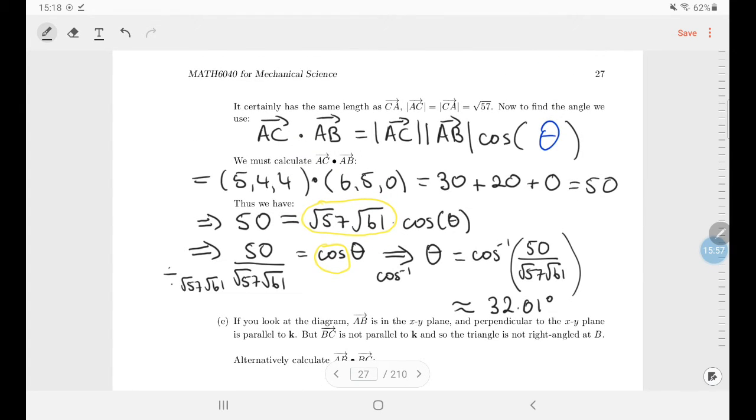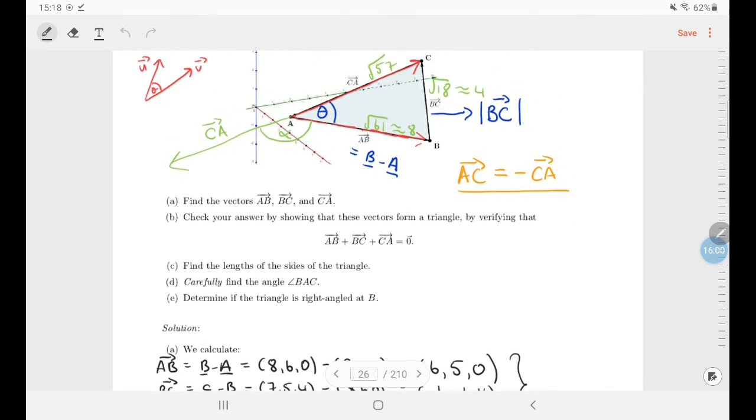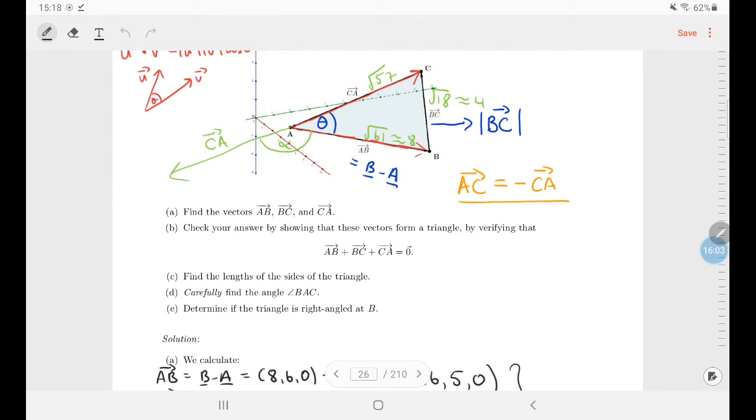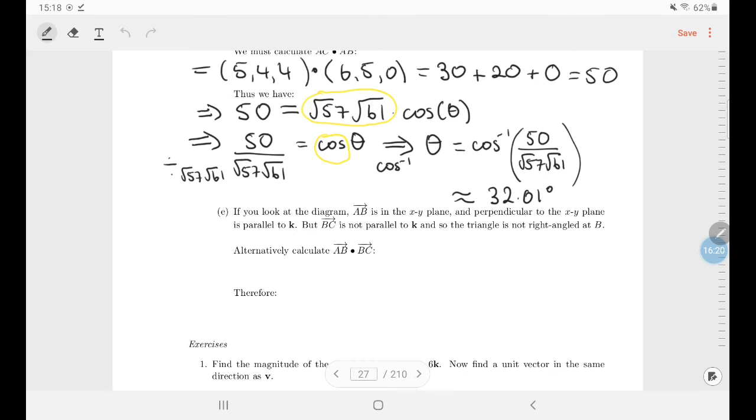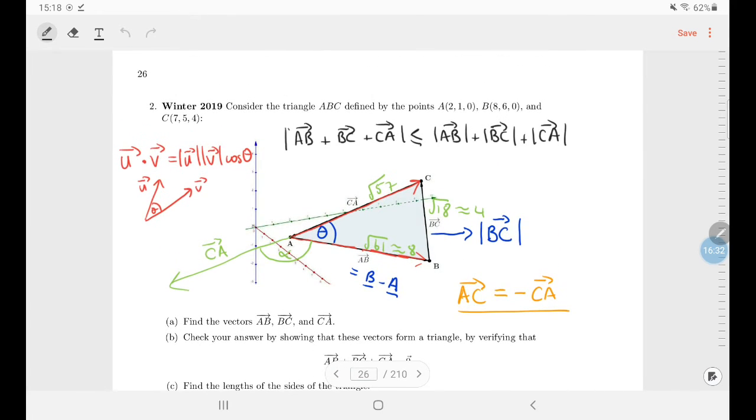Okay, let's look at this final question. It says, determine if the triangle is right angled at B. Now, in fact, it's quite easy to see this. I think I've written something that's wrong here on the next page. So if you look at the diagram, AB is in the XY plane and perpendicular to XY plane is parallel to K. That's not true. That is not true. That's wrong. So what I was trying to say, and I'm wrong here, is that for this to be perpendicular, it has to go straight up. But of course it doesn't.